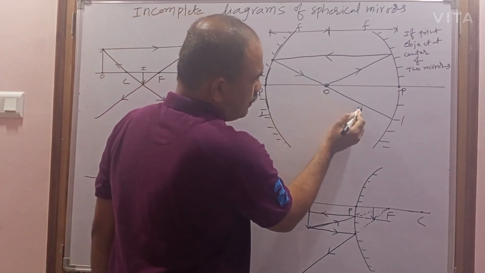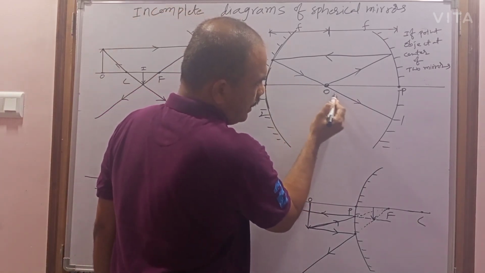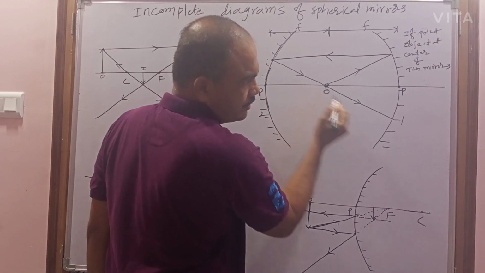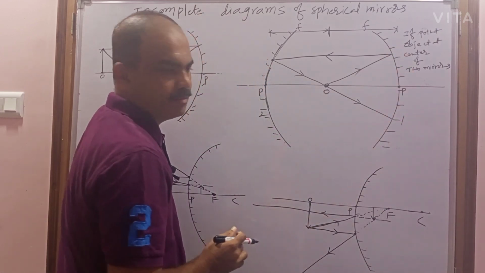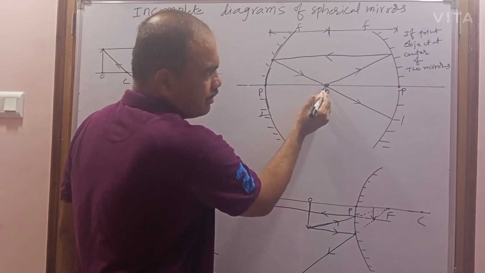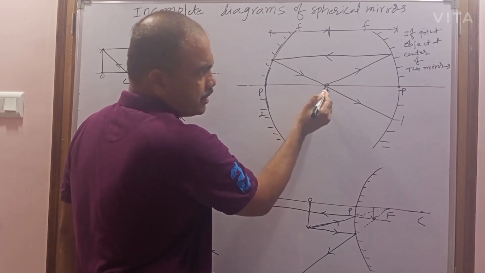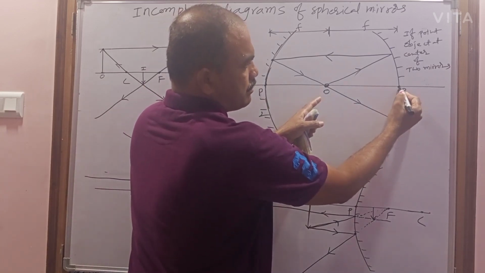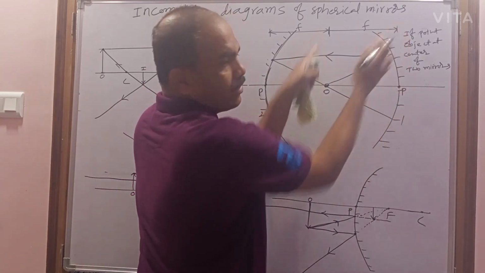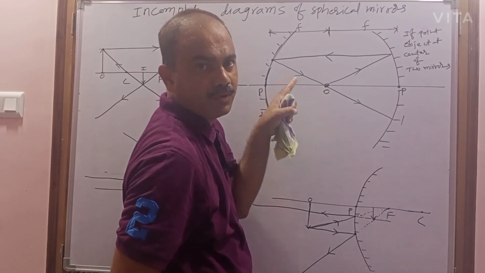So again, this is the incident ray that, after traveling through the focus, is incident on the first mirror. The object position O can be taken as the focus. This is the distance between the pole and the object, which is equal to the focal length. Focal length means the object is at the focus.